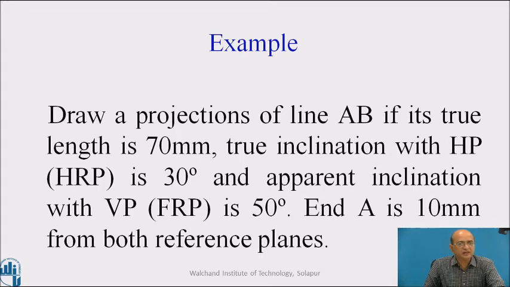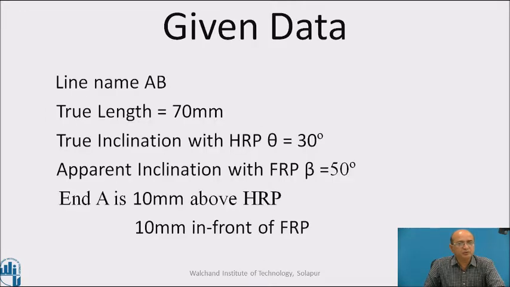So we will write this in the compiled form over here. Line name is AB, true length is 70 mm, true inclination with HRP which is given to us is theta equal to 30 degrees. Now here I would like to tell you one more thing. Theta is the true inclination or the true angle of the line with HRP and alpha is the apparent angle or the apparent inclination of the line with HRP.